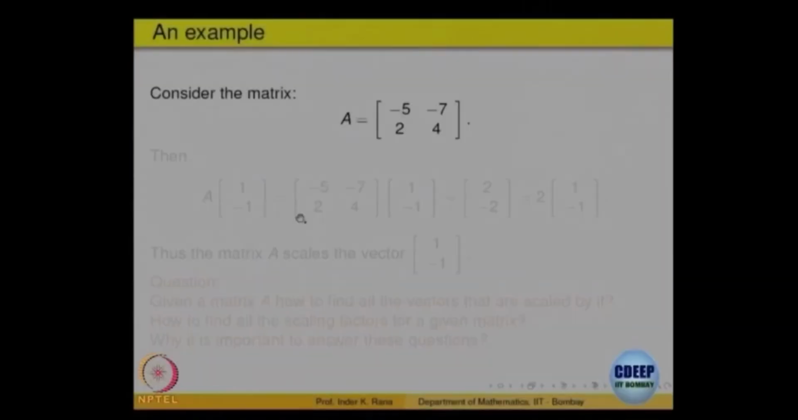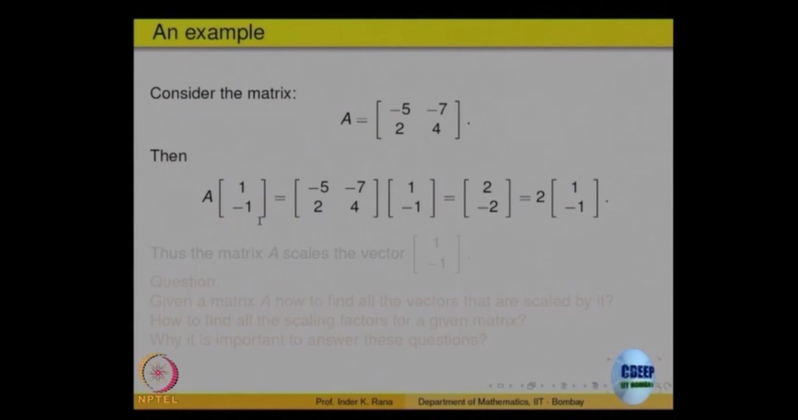Let us start with an example to motivate everything that we want to do. Let us look at a 2 by 2 matrix, a simple matrix: minus 5, 2, minus 7, 4. Let us compute what happens when you multiply A with the vector 1, minus 1.